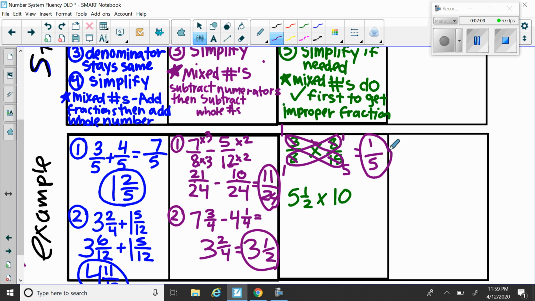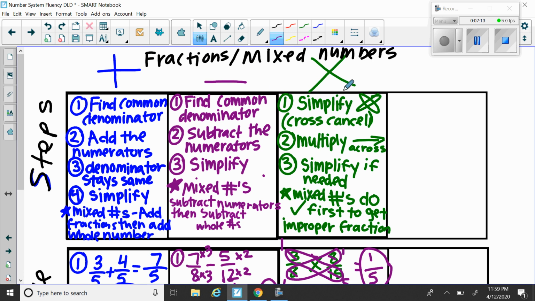And that is all we do for multiplying fractions. Butterfly, cross canceling, multiply straight across, and then simplify if we need. And remember, if the butterfly confuses you, you do not have to do that. You could just multiply straight across and simplify at the end.